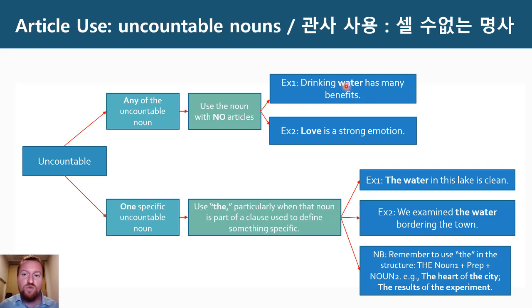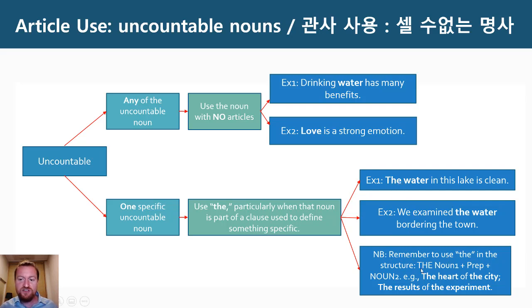So for example, drinking water has many benefits. Love is a strong emotion. Magic is crazy. Science is amazing. If you're referring to one specific uncountable noun, you'll use the to point at that particular noun. So for example, the water in this lake is clean. We examined the water bordering the town. Which water? If the question is which X, then you will probably use the.